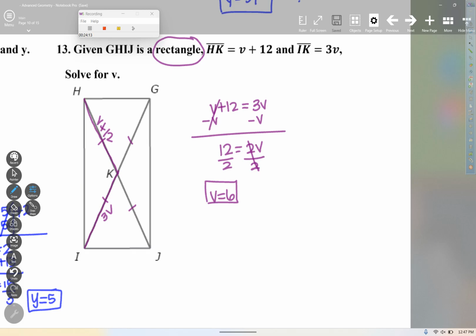Sometimes kids really struggle with setting that one up and equal to. Just remember, has the same tick mark, so they do equal each other.